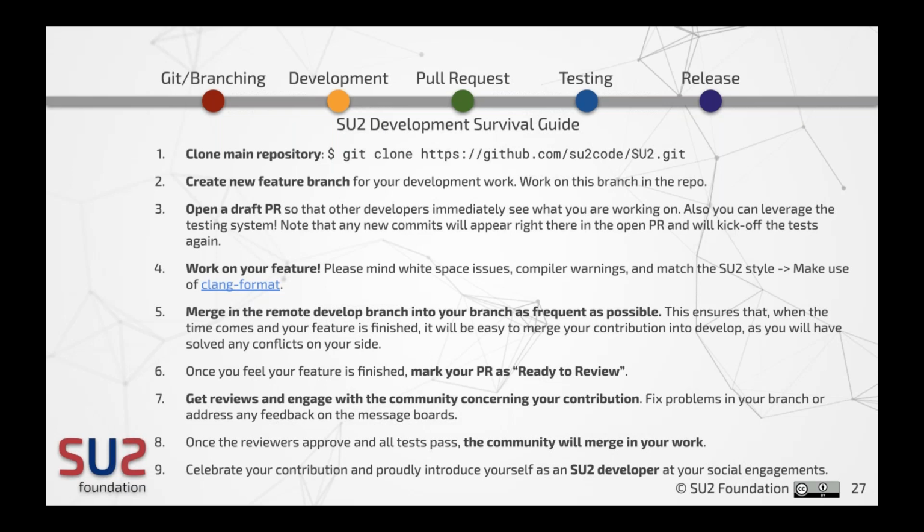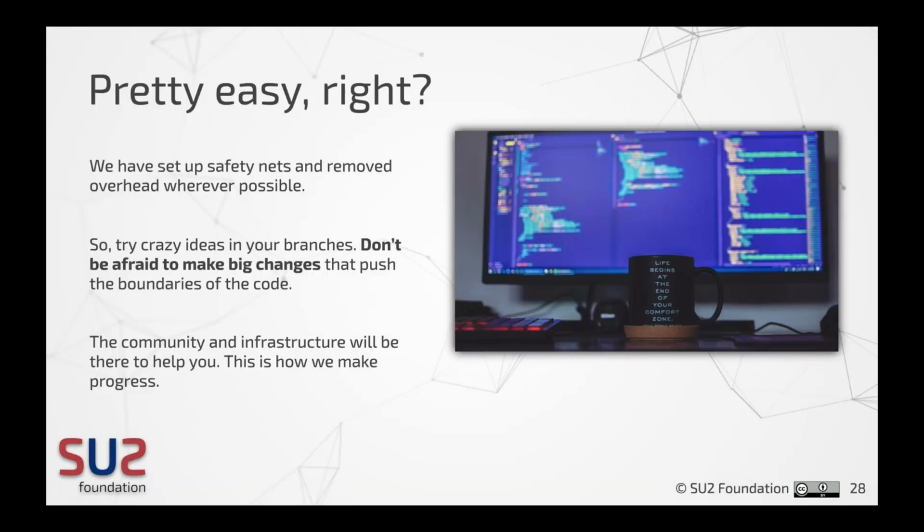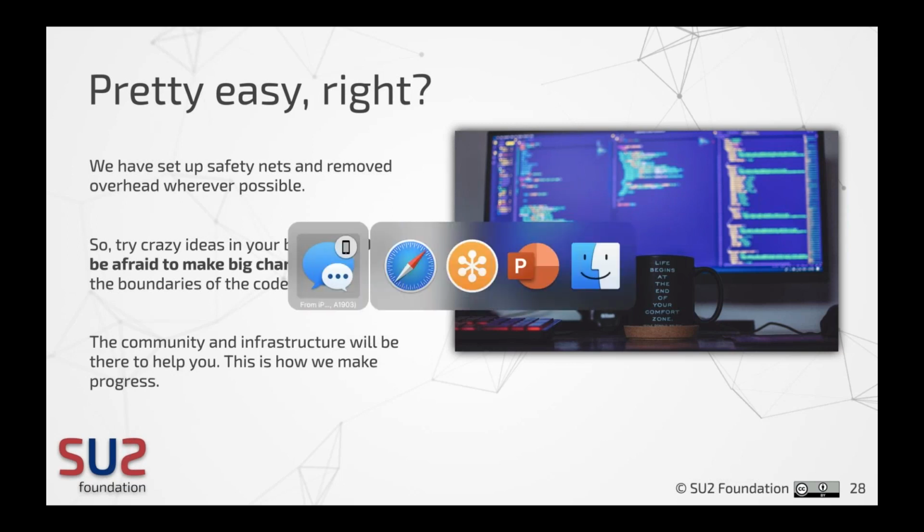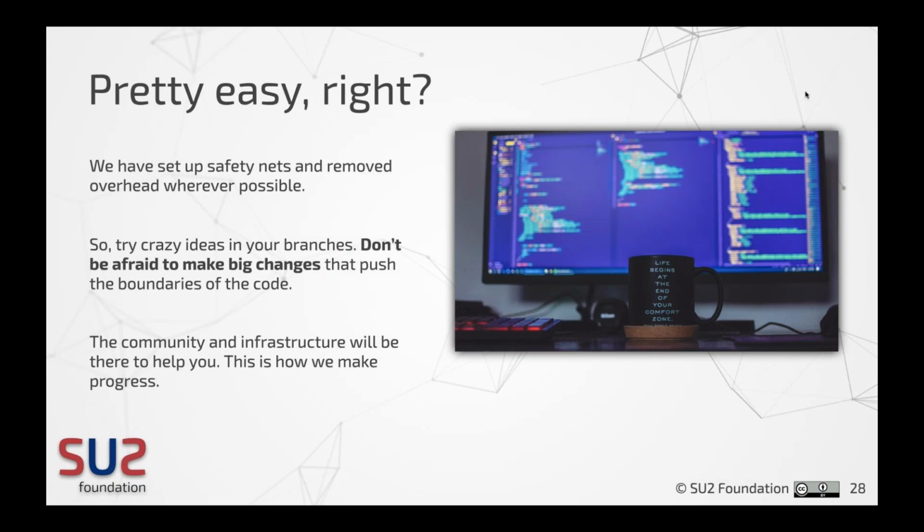And this is my final conclusion. So all of that was pretty easy, I guess. Don't worry, we have set up a lot of safety nets. We removed the overhead wherever possible. Please try crazy ideas in your branches and don't be afraid of making big changes to the code. The community and infrastructure will be here to help you. And yeah, this is how we make progress. And with that, I conclude, and I hope to welcome you as an SU2 developer soon.